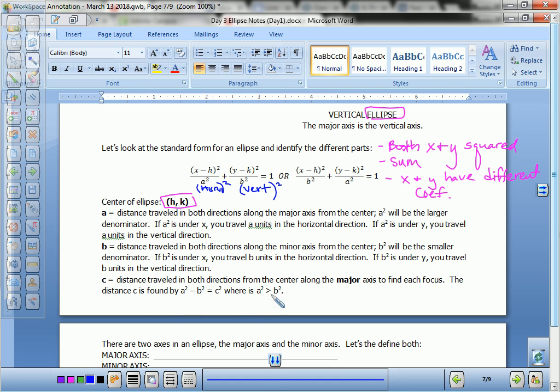Now C gives us the distance from the center to a focus. To find C, it is the square root of the bigger denominator minus the smaller denominator. So if we define A as the bigger one, it's A squared minus B squared. The square root of A squared minus B squared.